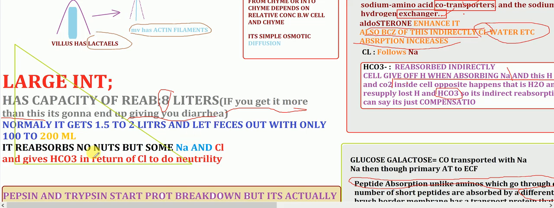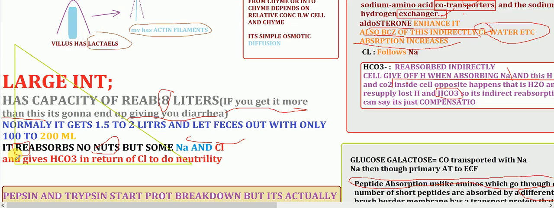It says that it reabsorbs no nutrients but some sodium and chloride. You have to remember this; it's really a statement in the book. We all acknowledge the large intestine has no villi, microvilli, and stuff like that. That's why it has nothing to do with nutrient absorption, but it does reabsorb some electrolytes, that is sodium and chloride.